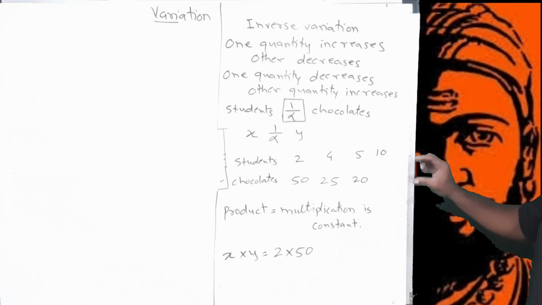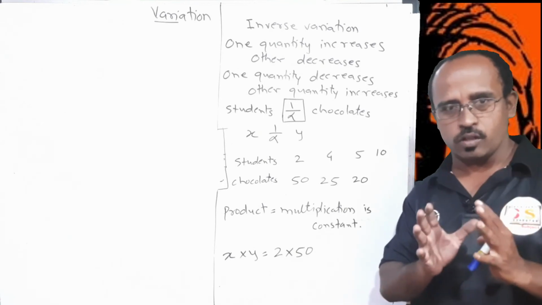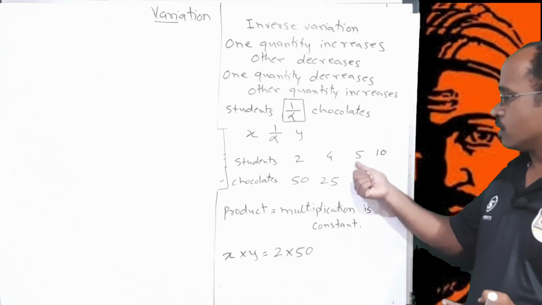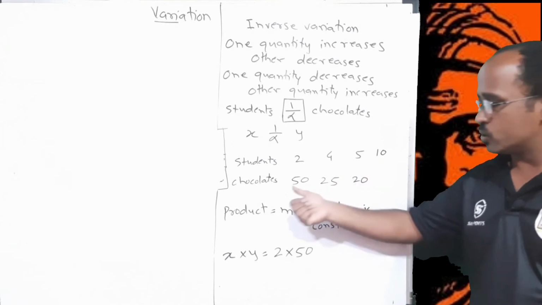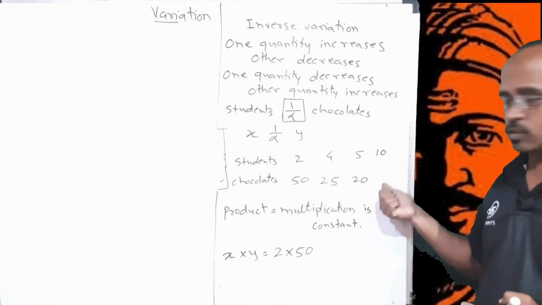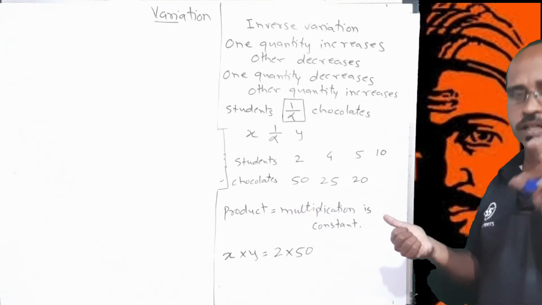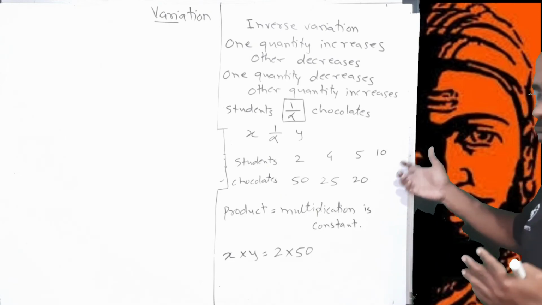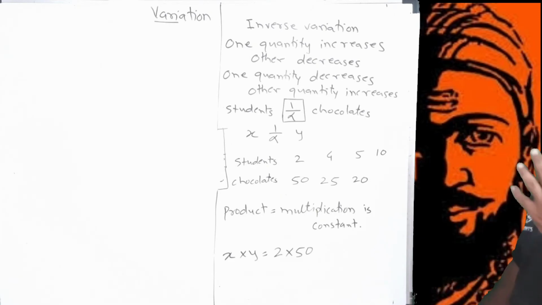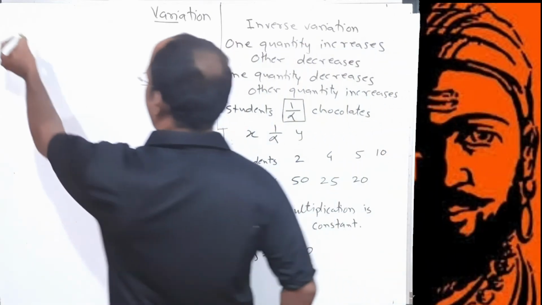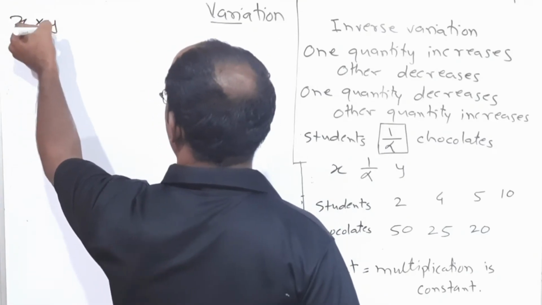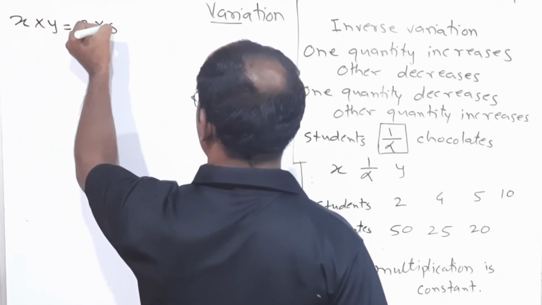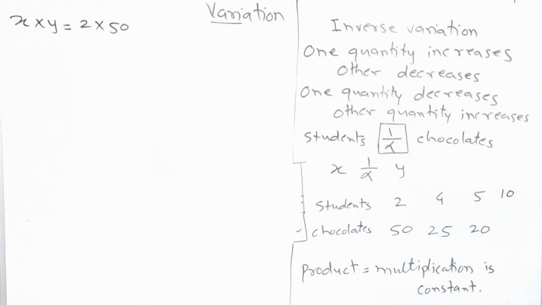Okay students, as we have to distribute the same chocolates, if the number of students increases, chocolates per head will decrease, means it is an example of inverse variation. So what we have to do, first of all, we have to write the equation. The equation is x multiplied by y is equal to 2 into 50. Alright, then replace the values in the equation. Students is equal to 10.